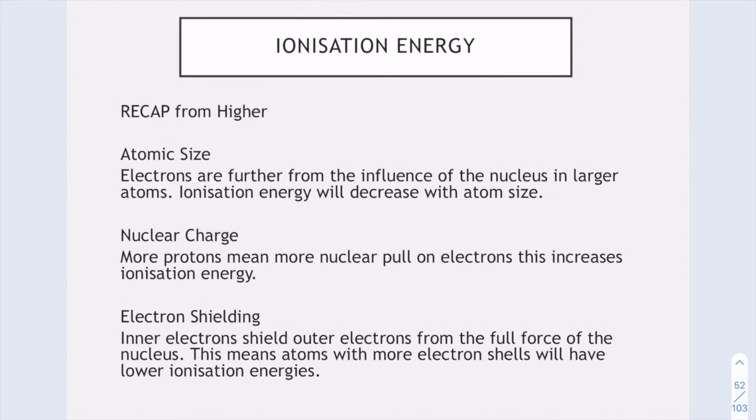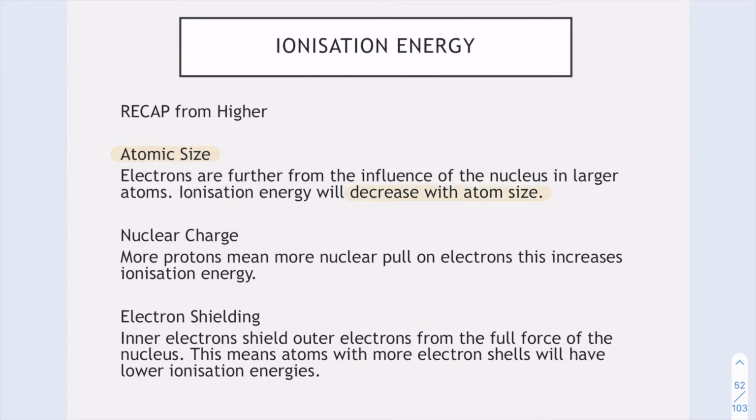We'll start with our atomic size. If you have a bigger atom, what that means is the outer electrons are going to be further away from the nucleus, so they're not really going to feel the effect of the nucleus's positive charge. So ionization energy decreases with your atom size.